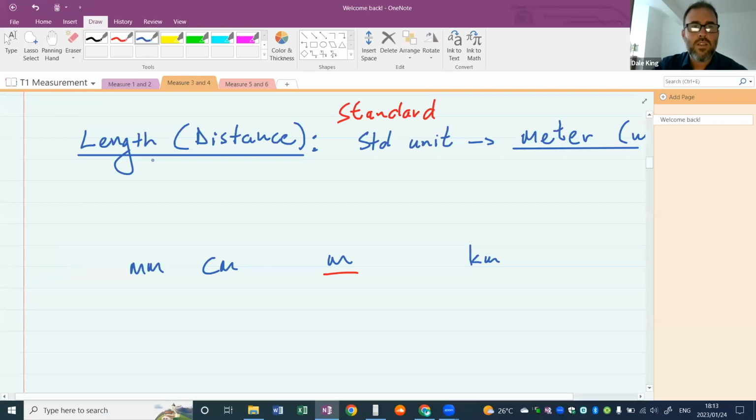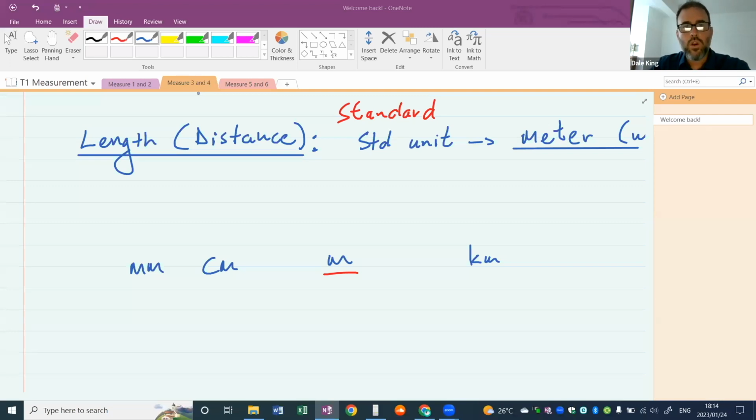If you're a scientist, then you can work in micrometers, especially under a microscope. But we don't have to worry about that. We just have to worry about these 4 here: millimeters, centimeters, meters, which is the standard unit, and then kilometers. So all we need to know is the standard unit, what's bigger than the standard unit, and what's smaller than the standard unit.